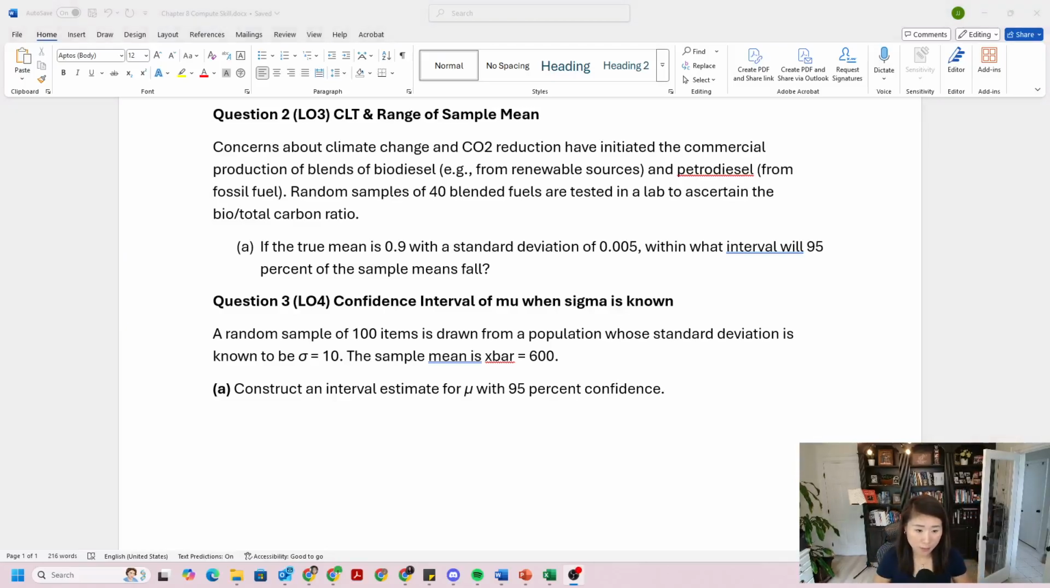Hello everyone. In this video, we're going to look at a practice question related to the learning objective 4, that is calculating the confidence level of mu when sigma is known. Okay, let's look at the question together.